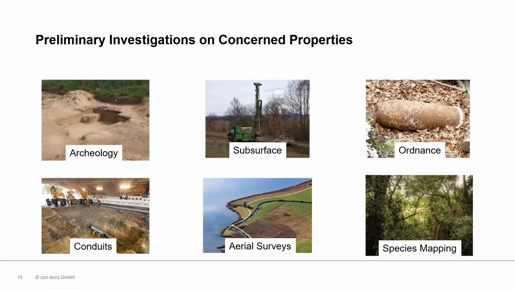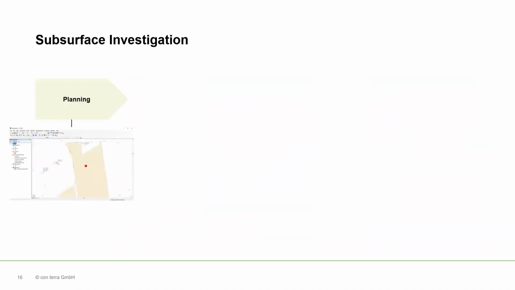It's also important to determine if any conduits are affected by the power lines we want to build, and to conduct a species mapping to find out if any environmentally protected species can be found in the area. We'll now take a closer look at one of these preliminary investigations, at the subsurface investigation, and at the role GIS and spatial data play here.